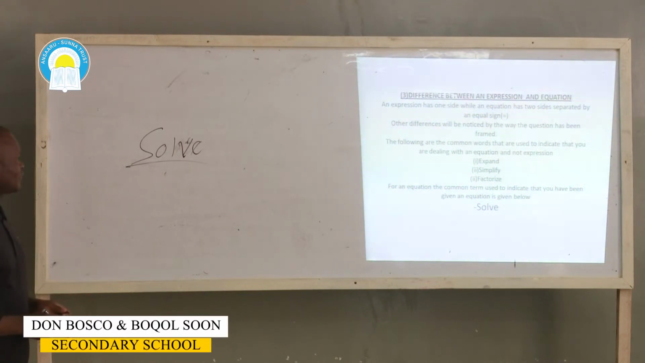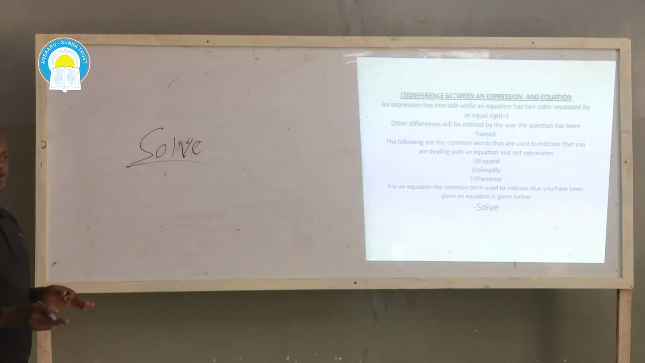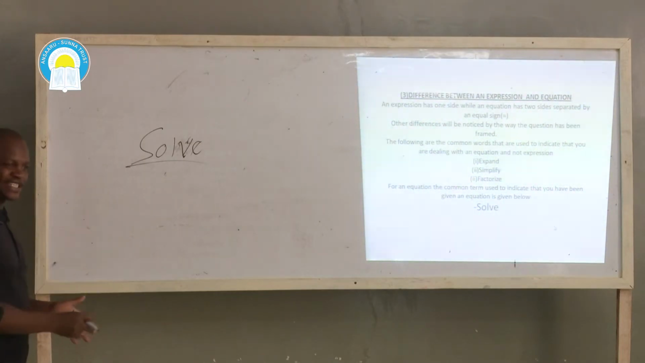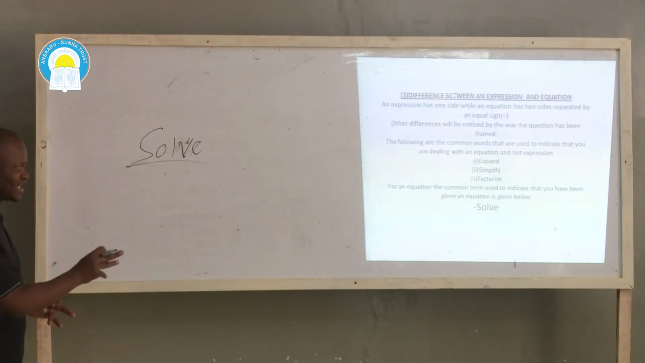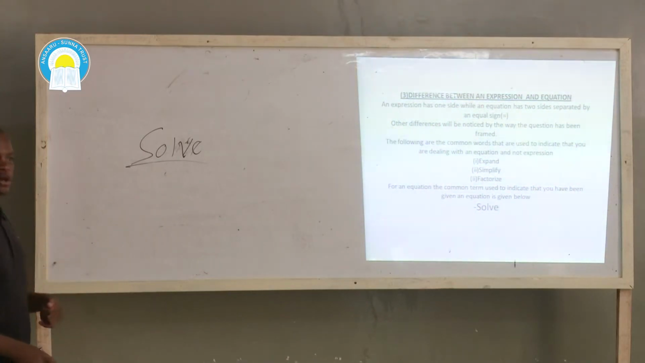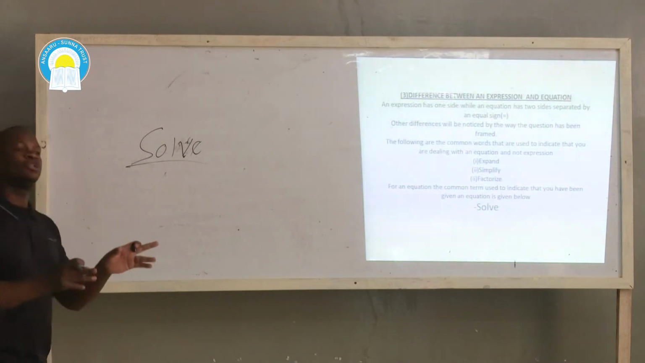Of course, in terms of how the question is answered by students in the main exam. You give a student an expression, you find them giving a solution, and yet the question did not require you to solve. You give them an equation, they end up with what? An expression, and yet the question wanted what? A solution. So we are saying be very keen. If an expression, what do you do? You either expand, simplify, or factorize. What about an equation? For an equation you solve.